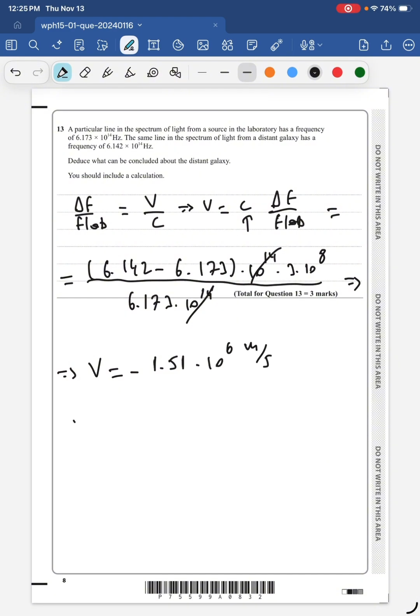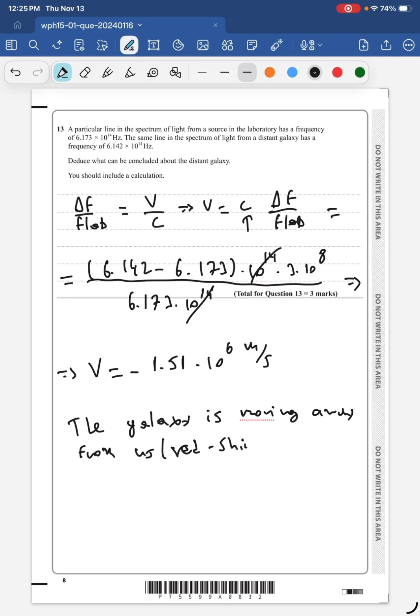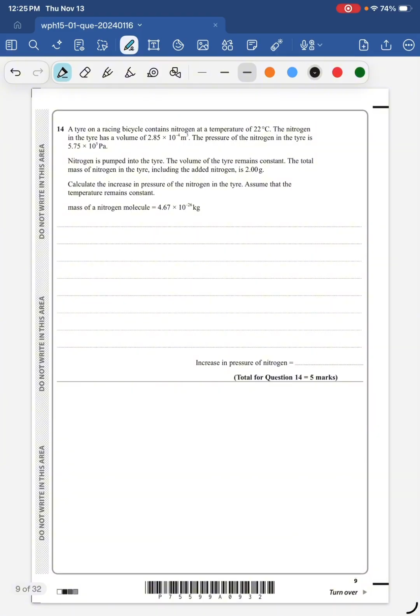Okay, and also you have to specify that the galaxy is moving away from us. So this is a redshifted galaxy. Okay, now question 14.